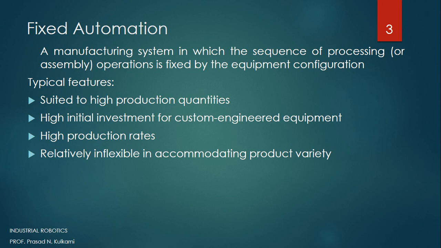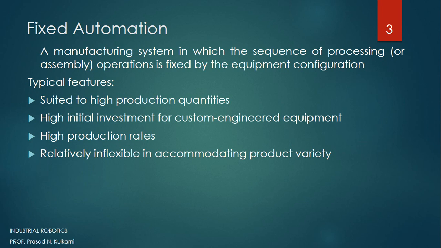Now the fixed automation is the first one. A manufacturing system in which a sequence of processing or assembly operations is fixed by the equipment configuration. There are typical features. When we just read out these features, you will automatically know that it's a fixed automation. The first ones in features are: suited to high production quantities, high initial investment for custom engineered equipment, high production rates, relatively inflexible. The word inflexible means a lot here because we are not changing anything, we are just keeping it as it is. There is no change in the sequence of operation, sequence of processing. That's why we are calling it inflexible in accommodating product variety.